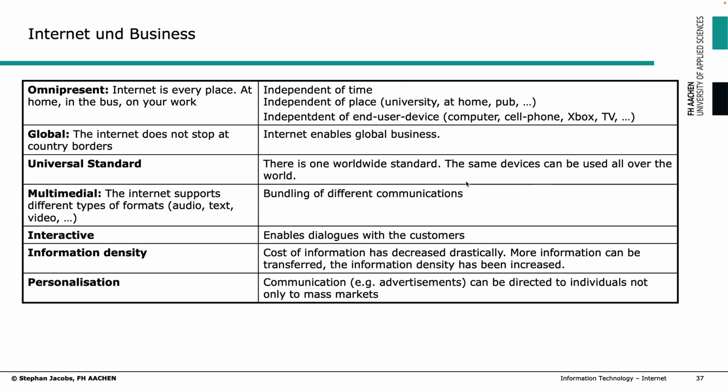If you compare it to the Internet, here you can track people, you can make profiles of people, and you can personalize, for example, advertisements to them. It's not only for a mass market. Even if you talk to millions of people, you can have millions of different advertisements. So personalization is one of the big issues on the Internet when it comes to business.